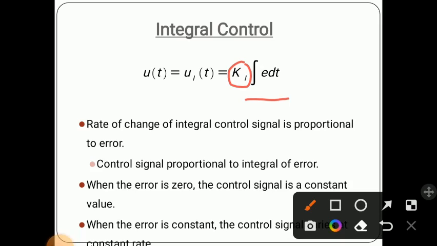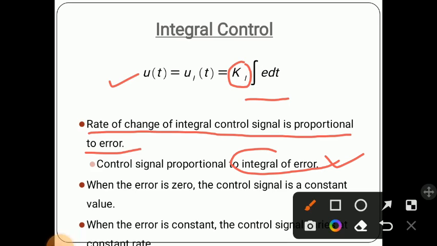Ki is also called the integral time. Here again U is the output, the control signal. The rate of change of the integral control signal is proportional to error. So the control signal is proportional to the integral of error. You remember this point: the control signal is proportional to the integral of error.